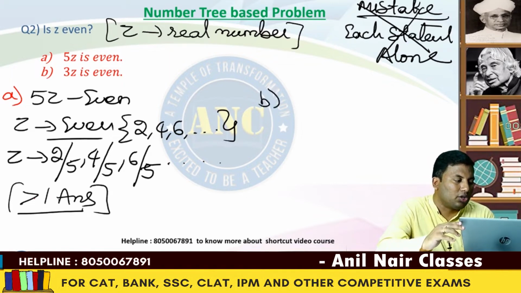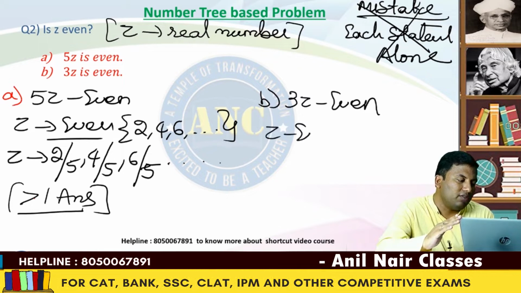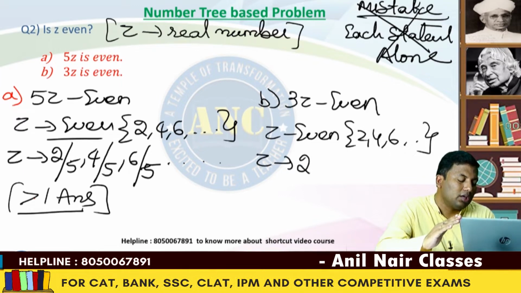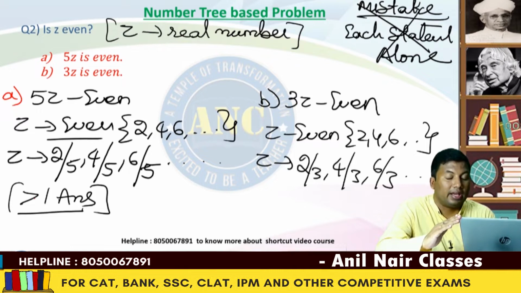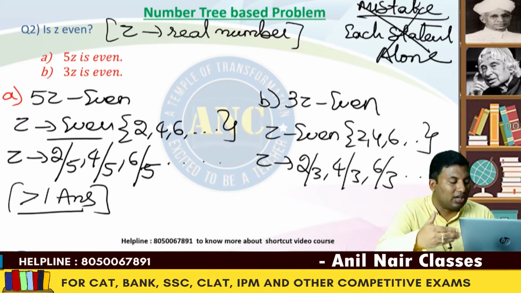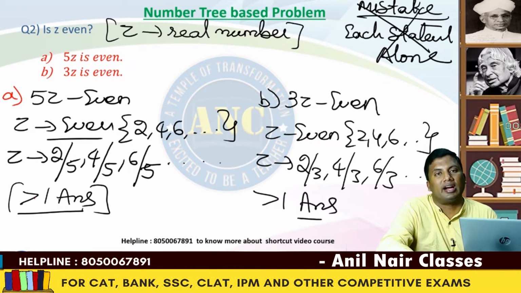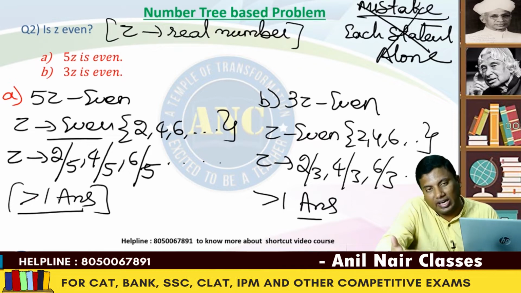Now statement 2, 3z is an even number. Nothing is specified about that z value. So z could be an even number, 2, 4, 6 or 8, or z could be 2 by 3, 4 by 3, 6 by 3. Again z may be an even number or a fraction. Again I got more than one answer. In statement 1 I got more than one answer, I went to statement 2, and again I got more than one answer.